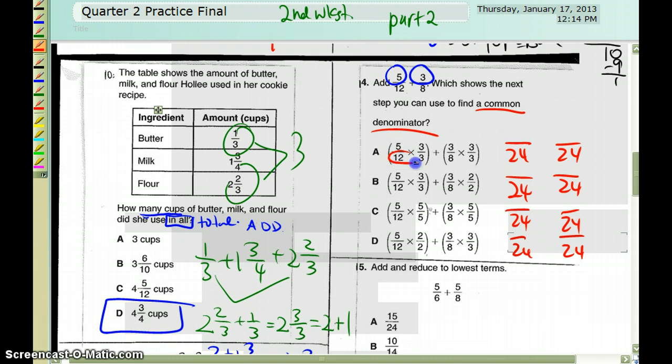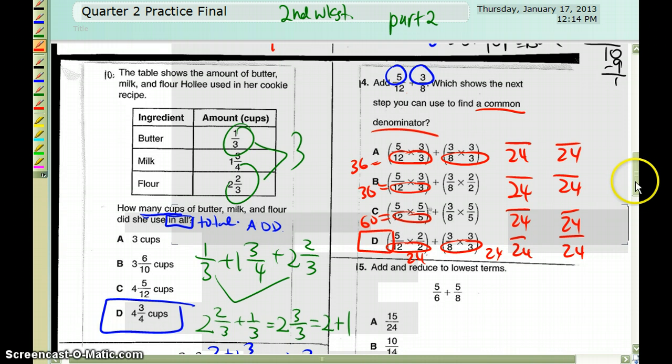When I look at 12 times 3 and 8 times 3, those two are not both 24. 12 times 3 is still not 24. 12 times 5 is not 24. 12 times 20, this is 60. This is 36. This is 36. But this is 24, and 8 times 3 is 24. So D would be my answer.